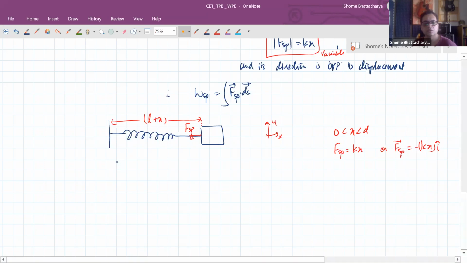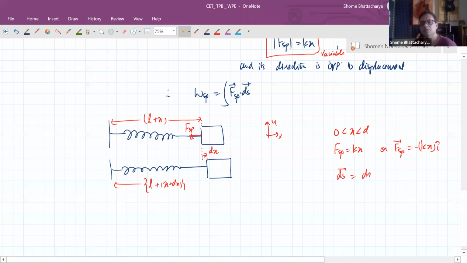Now, a very small time later, say the block makes a displacement like this. So this is my dx, because now the length has become L plus x plus dx. So the differential displacement will be dx i cap. This is the small displacement.